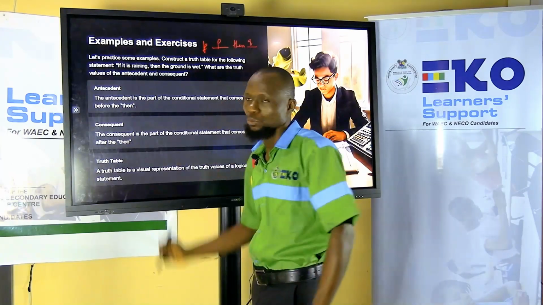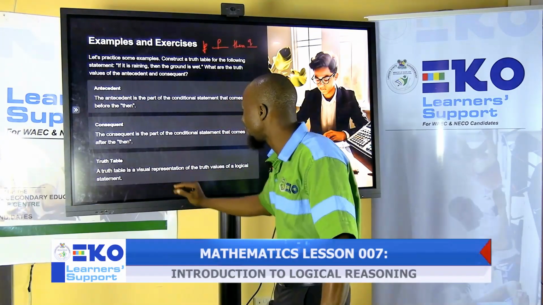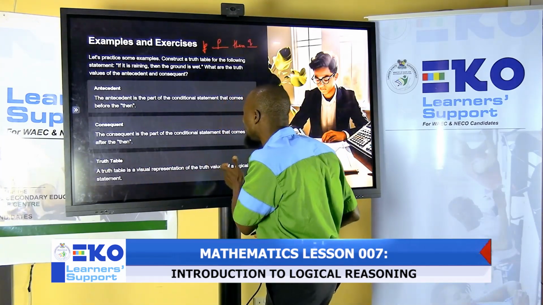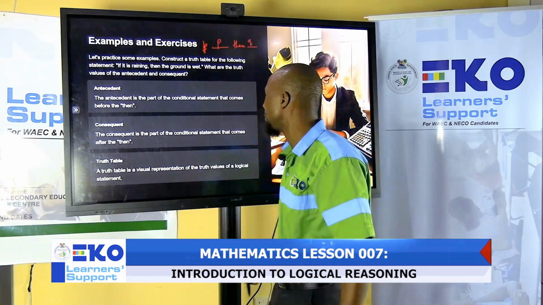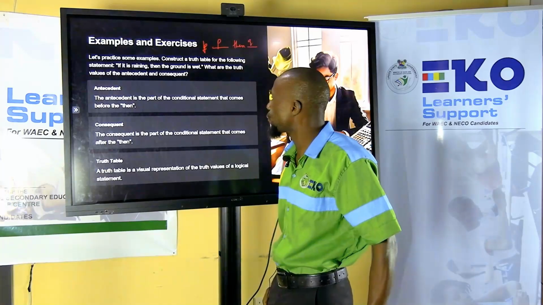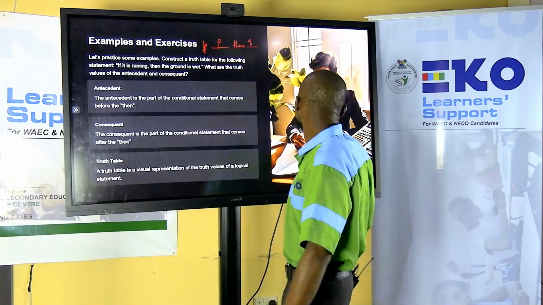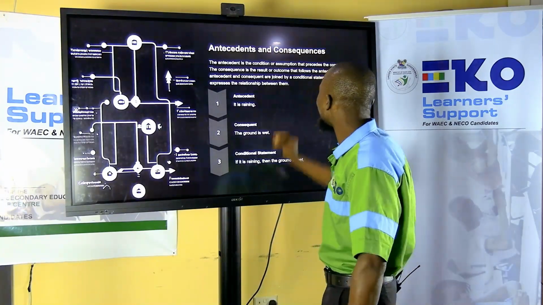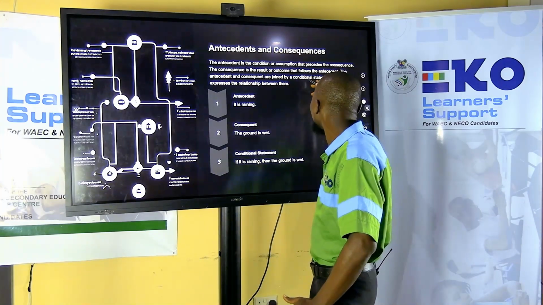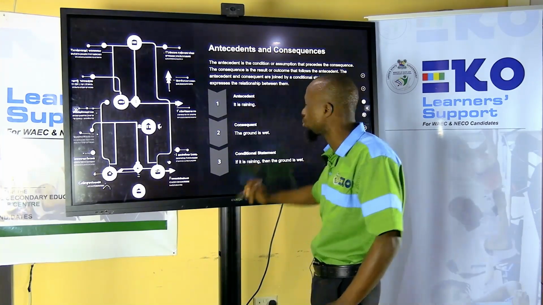If P then Q. So the rule is that for a truth table, we want to look at a truth table, which is a visual representation of the truth values of logical statements. So what is the rule that we have to follow in this particular one? That is what we want to look at. Antecedent and consequence. The antecedent is the condition or assumption that precedes the consequence. The consequence is the result or the outcome that follows the antecedent. The antecedent and the consequence are joined by a conditional statement which expresses the relationship between them.